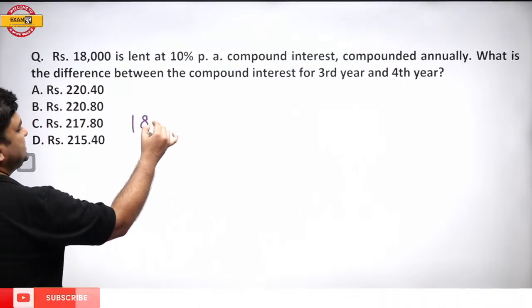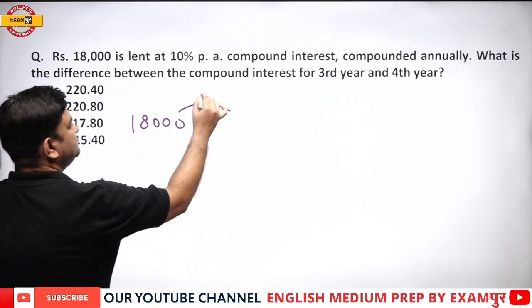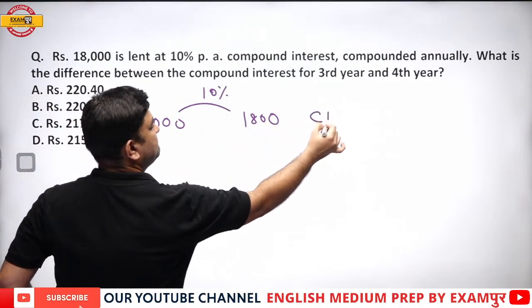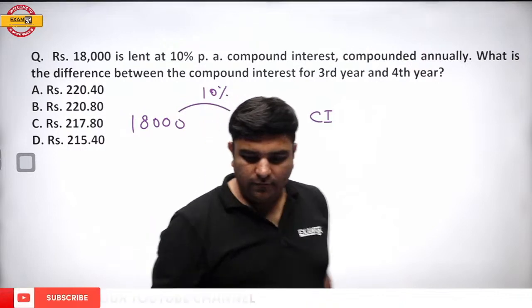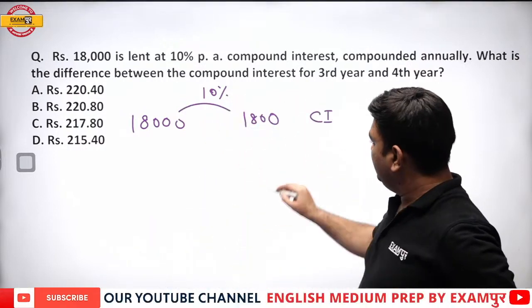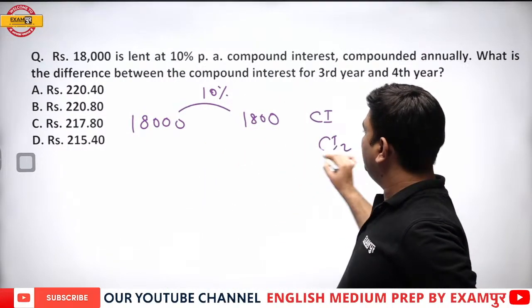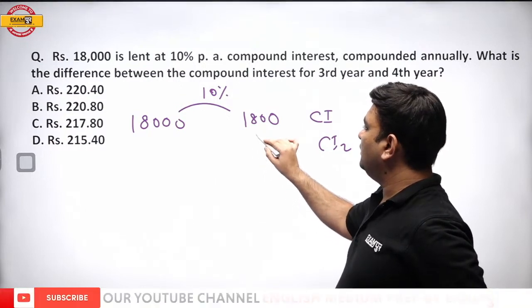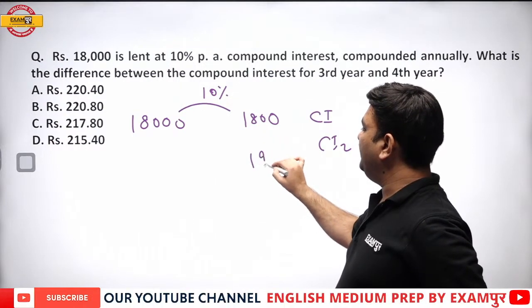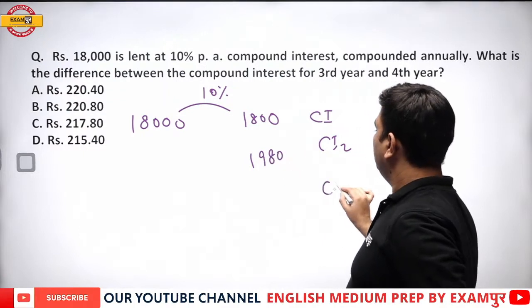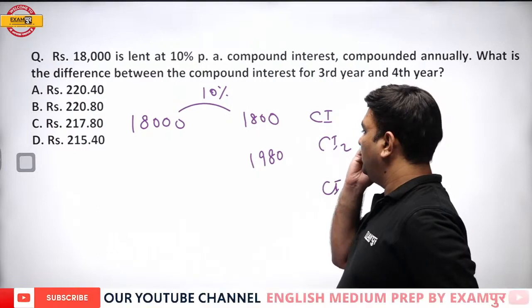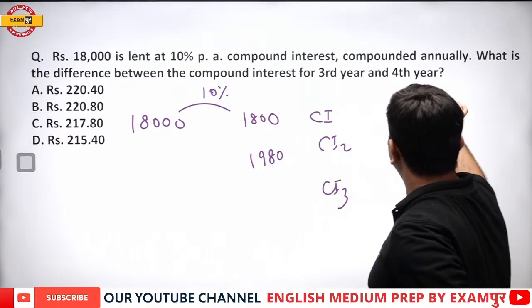18,000 principal, 10% per annum. First year you will get 1800 CI. Second year you will get 10% more, so 180 more, 1980. Third year you will get 10% more, that is 198 more.